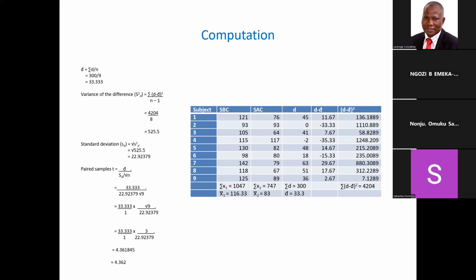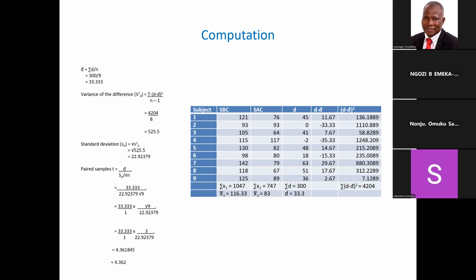That is the variance. Of course, the unit of the variance is the square of the original unit. So for you to bring it back to the original unit, you calculate the square root, and that square root of the variance is the standard deviation. So standard deviation is the square root of 525.5. It gives you 22.92.